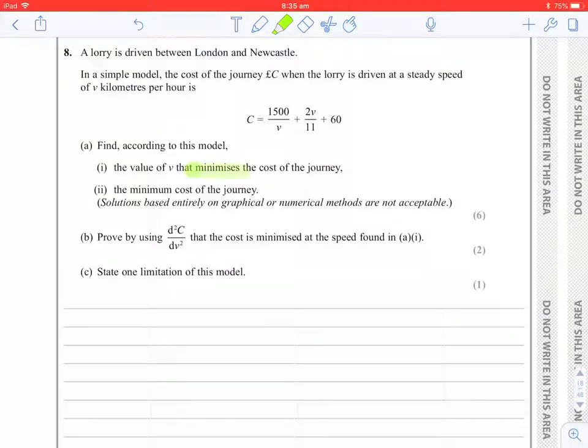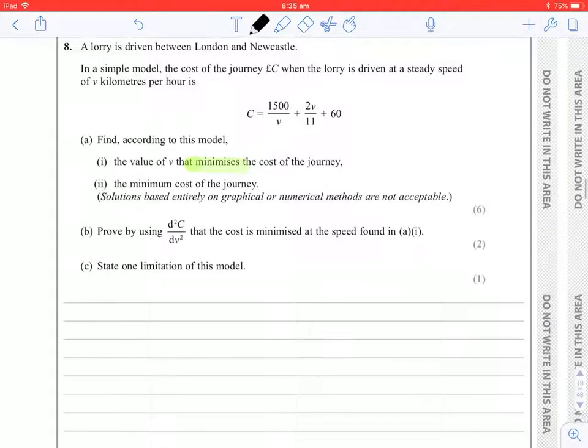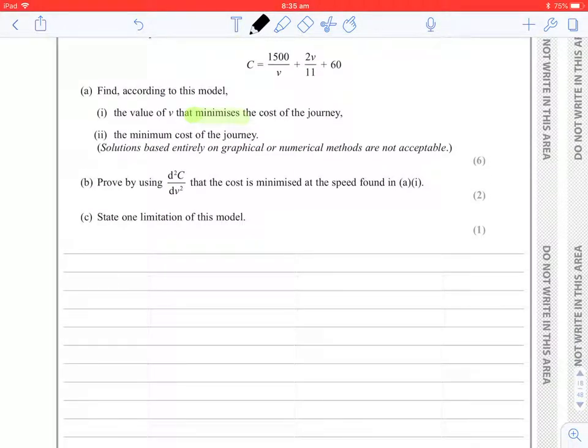So the key word here is minimises. As soon as I see this, I'm looking at minimum or maximum points. I've got to be thinking of differentiation. So the first thing I'm going to do is, I don't like the V on the bottom, so I'm going to rewrite this. So part A1, we've got C equals 1500 V to the minus 1, add 2V over 11, add 60.